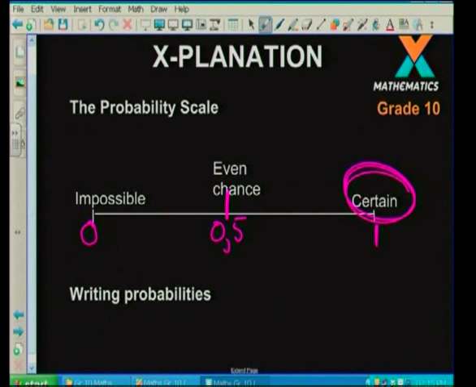For instance, guys, if we throw a coin, we can say that the probability of the coin landing on heads is even chance because it can only be heads or tails. So therefore, it's relatively even chance that the probability will be either heads or tails.